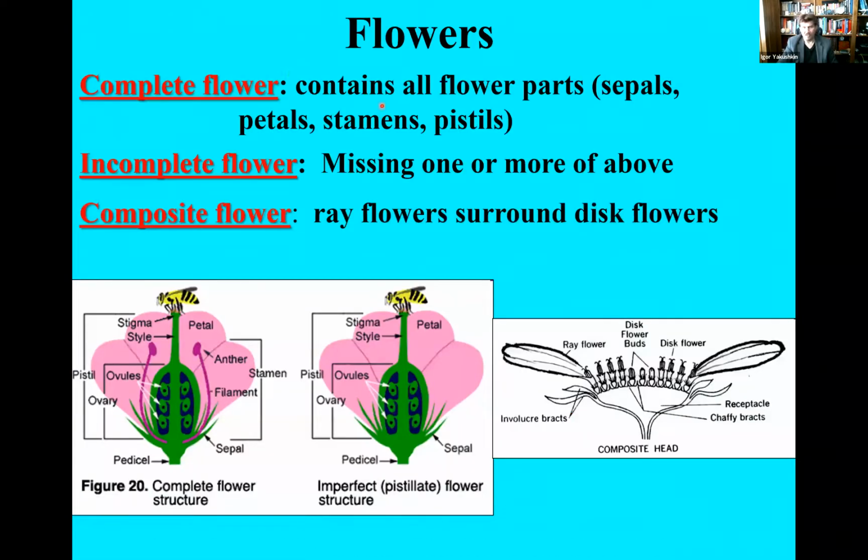So complete flowers contain all of the parts, all four, right? So we have perfect and imperfect. Perfect will contain both staminate and pistillate parts, so reproductive parts, and a complete flower will contain sepals, petals, stamen, and pistil. As soon as it is missing one or more, it will definitely be an incomplete flower. So let's say if it's a male flower, it's missing the pistils, therefore it's incomplete. Or a female flower will be missing the stamens for sure. So if it's missing one or more, it's an incomplete flower.